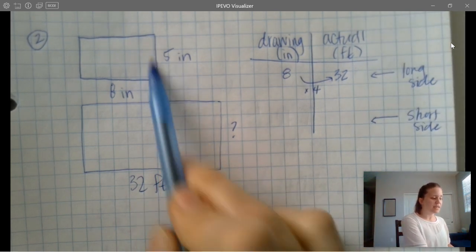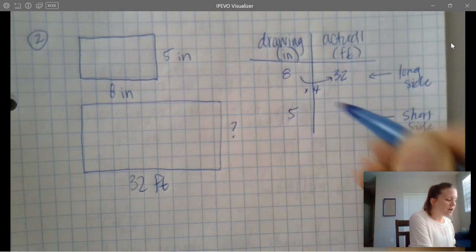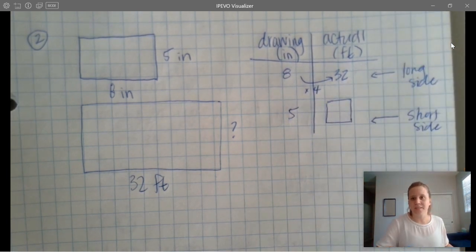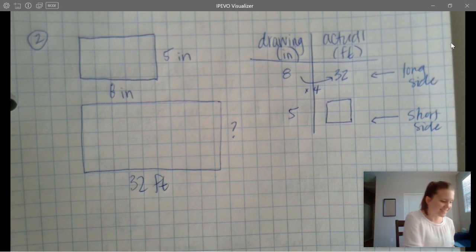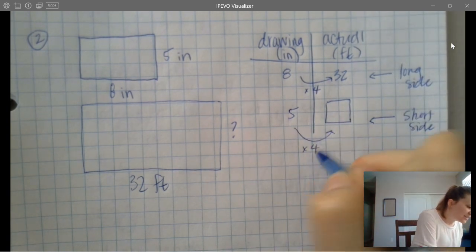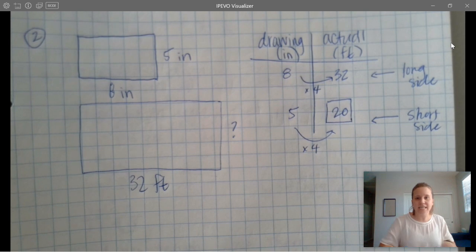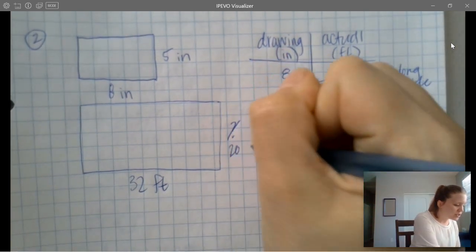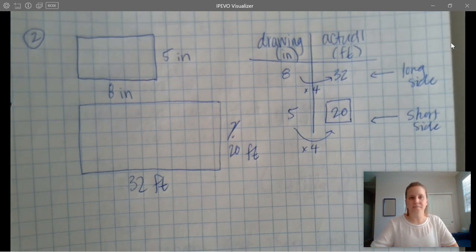How about the short side? I know in the drawing, the short side was 5 inches long, and I want to know what the actual length of that short side is. I'm going to use the same scale factor, times 4, and I get 20 feet. Okay, I'm going to go ahead and label in my picture 20 feet.